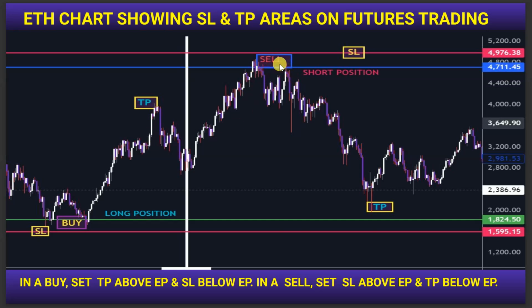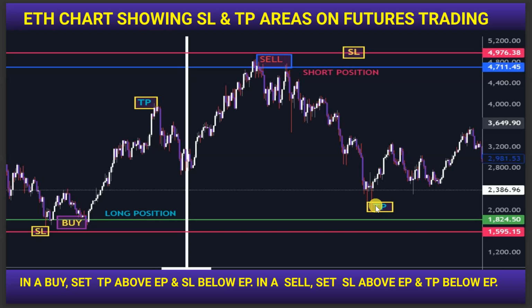So in a sell under futures, right? You sell above, set your take profit below, and set your stop loss above. So you sold Ethereum at 4,711. Your stop loss is above it, which is 4,976. So you're telling the market, if you ever get here, take me out in loss, the little loss I've taken, I'll be fine with that. I don't want to lose more than that. I don't want to lose less than that. And profit, if it ever gets to this level, you're telling the market, take me out. I'm okay with the profit. I don't want more than that. I don't want less than that.